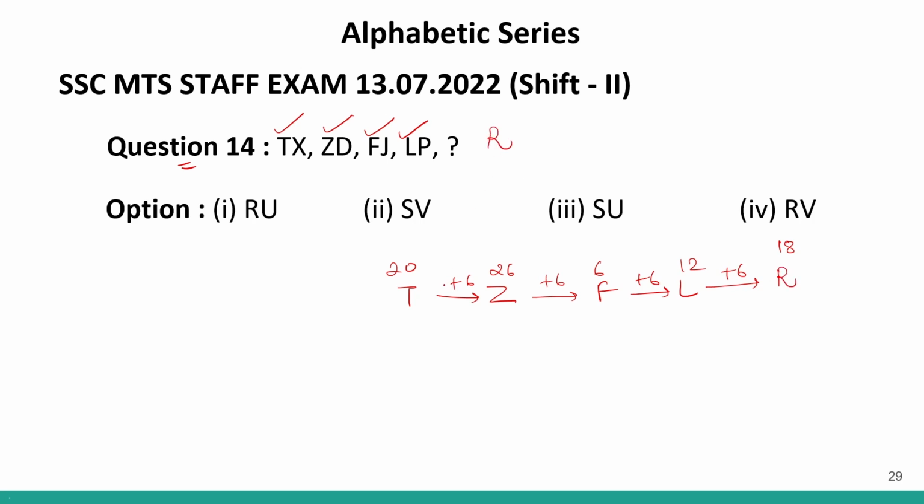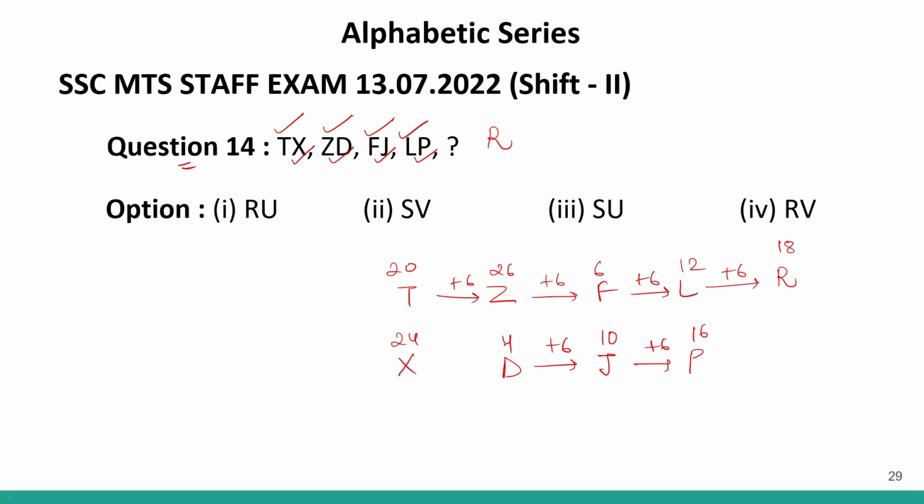Clear? Next element, X, D, J, P. So we have X, D, J and P. So X is how much? X is 24. This is 4. J is 10 and P is 16. So this is plus 6. This is also plus 6.